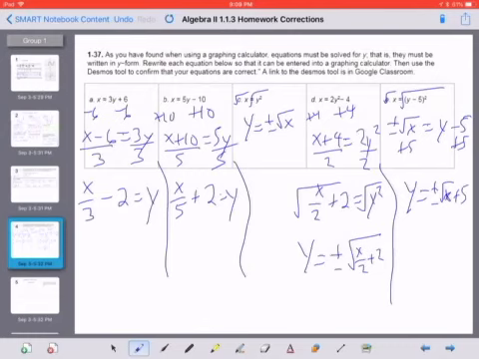plus 5. I'm going to try to make that a little clearer so it can be seen better. So y equals plus or minus the square root of x plus 5.